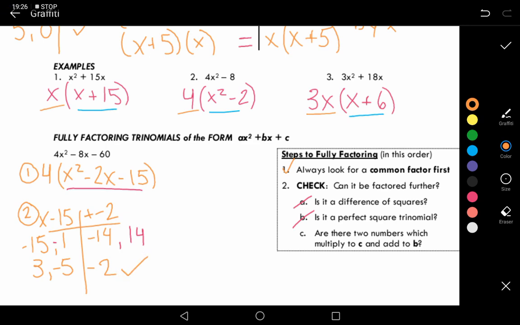So I'm going to continue to factor this fully. When I do that, I'm leaving that 4 out front. Instead of rewriting my trinomial, I am going to rewrite my factors. So I'm going to have x plus 3 and x minus 5. Just as a reminder, we always want to keep the common factor out front.